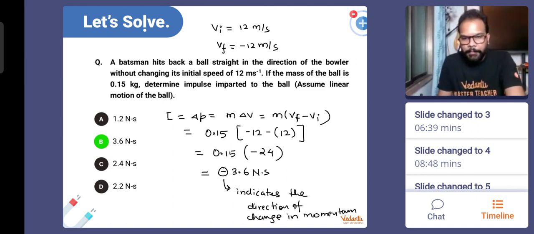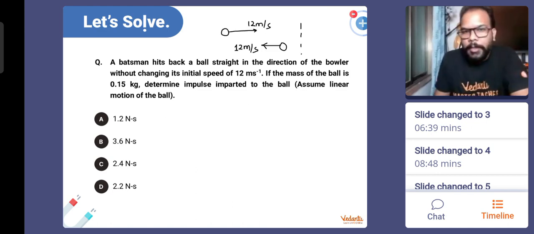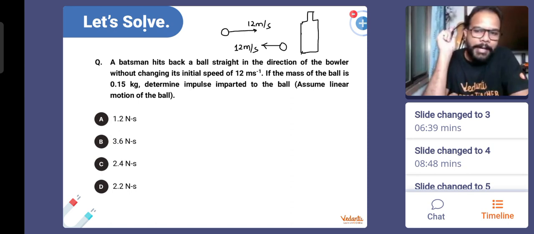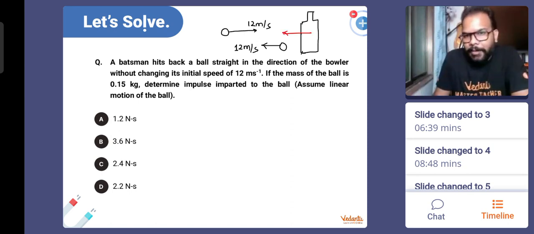And by the way, direction of change in momentum is the direction in which force is acting. Let me show it to you. If this is the bat and the ball was moving towards the right, and after hitting with the bat, it moves to the left, in which direction the force must have been applied by the bat? Left or right on the ball? The bat must have applied the force to the left, right everyone? So this is the direction.